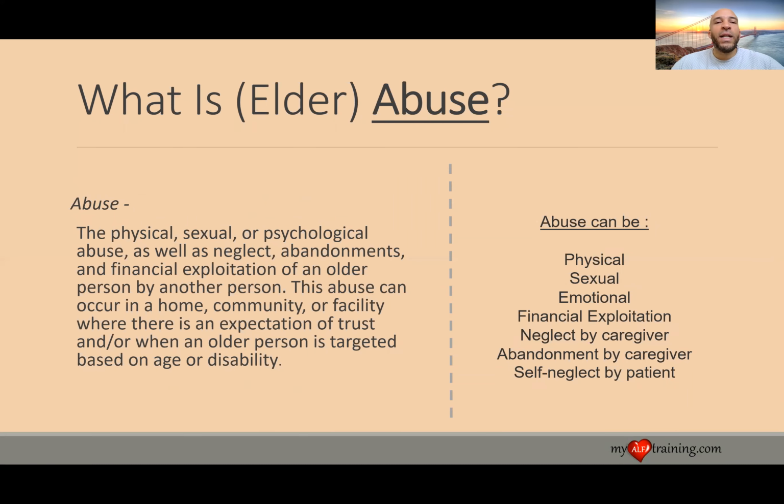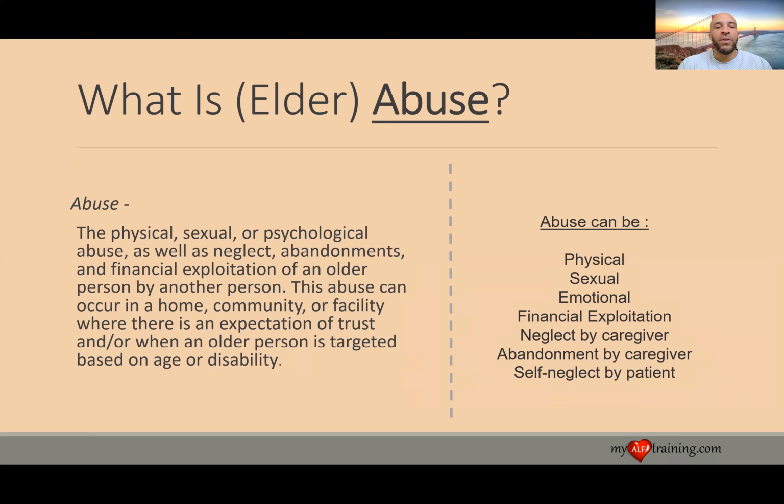So exactly what is elder abuse? What is abuse? Well, a general definition for abuse is physical, sexual, or psychological abuse. Abuse also includes neglect and abandonment and exploitation of an older person by someone else. So abuse is more of an umbrella term under which we can categorize neglect and abandonment and exploitation. But those all have separate specific meanings as well, and we're going to get to that in just a minute.